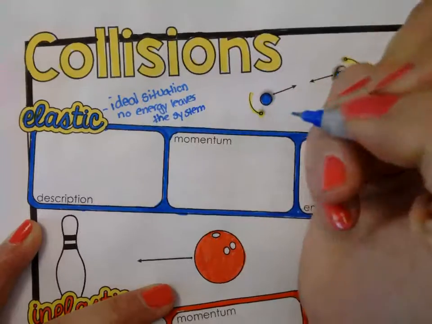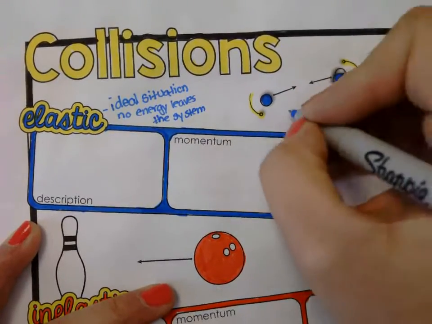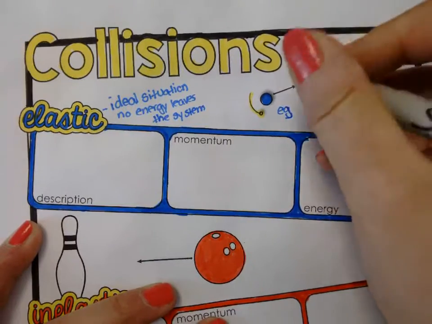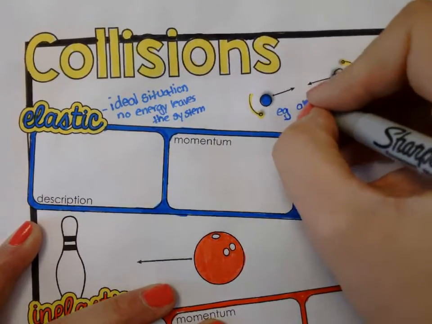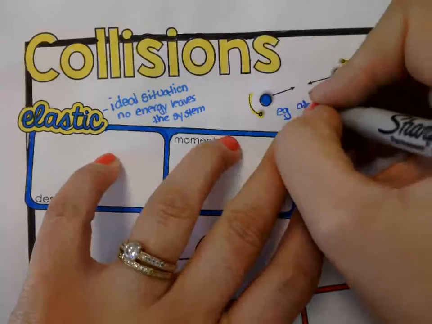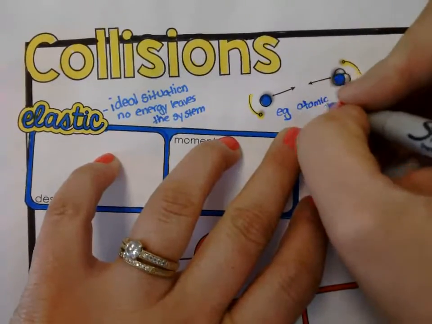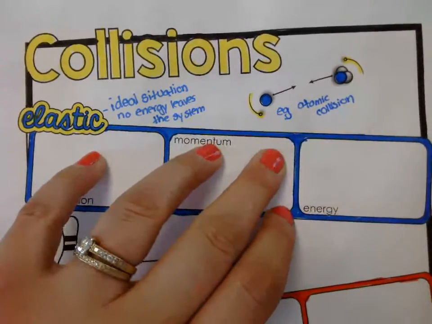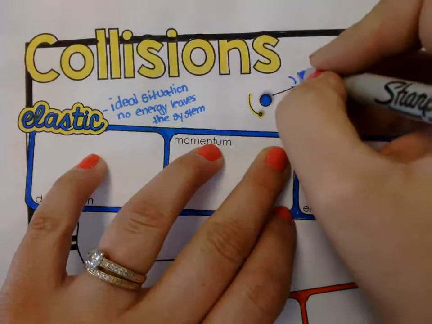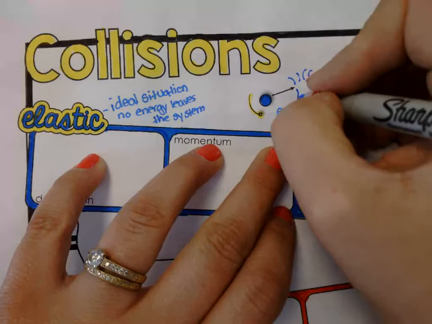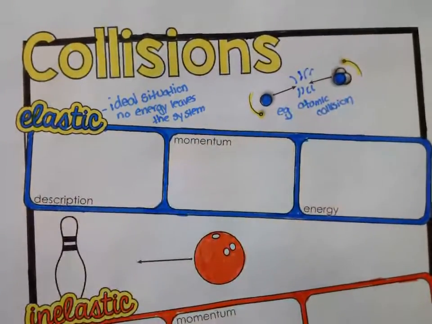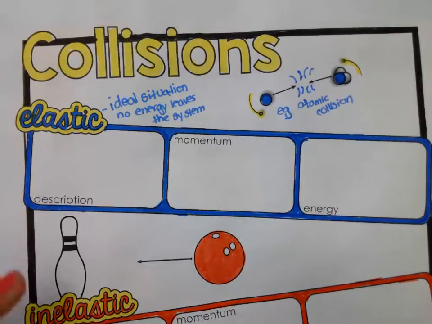In fact, it's so rare. The only example that I have for you of this happening in real life is an atomic collision. So in an atomic collision, we have an ideal collision in which one atom hits the other, they bounce off of each other, they go back, and no energy leaves the system. So it's a completely elastic collision.